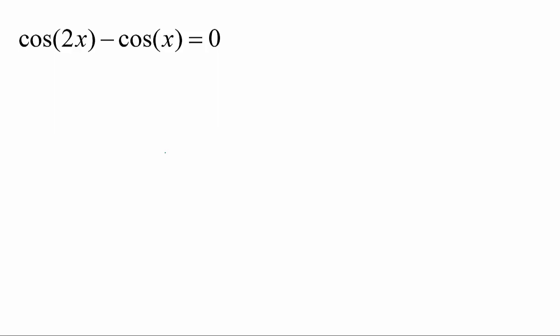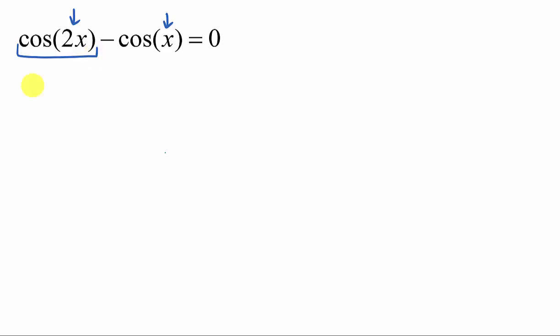Here we have a trig equation to solve, and I see that I have the same function, cosine, in both terms, but I notice that the argument, that's the angle, one is a 2x and one is an x. So I'm going to use an identity and express this first term in terms of just cosine x. So I'm going to use the double angle identity.